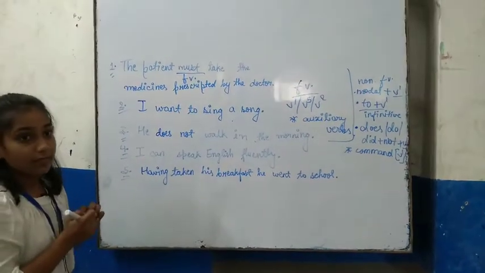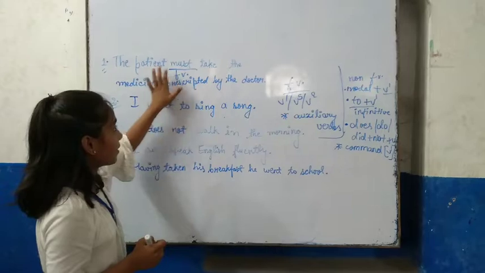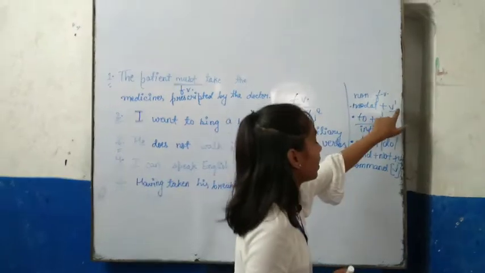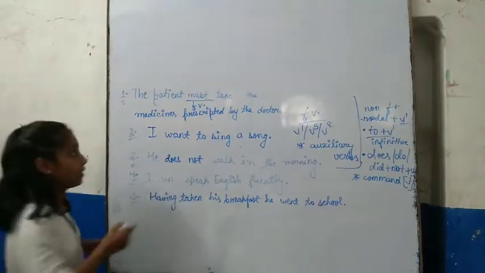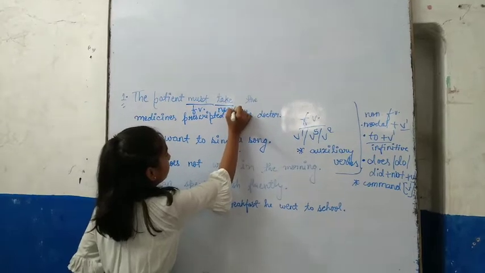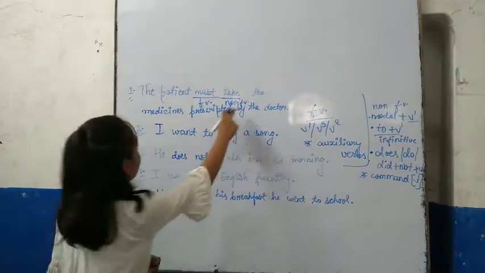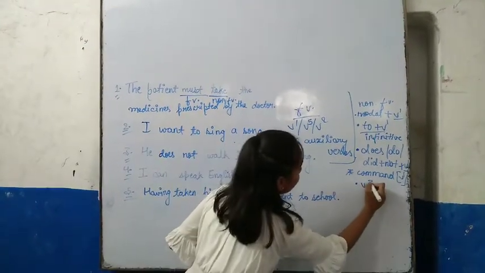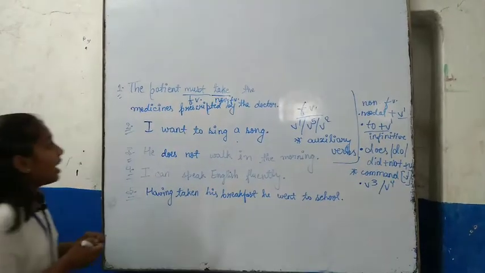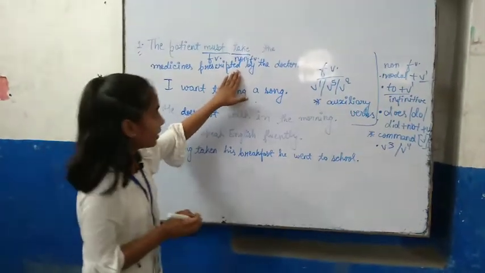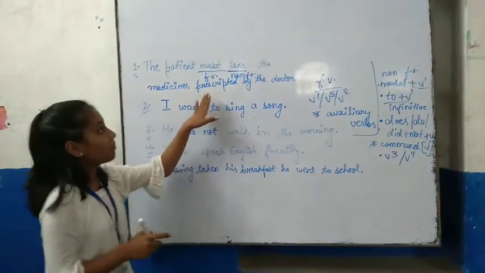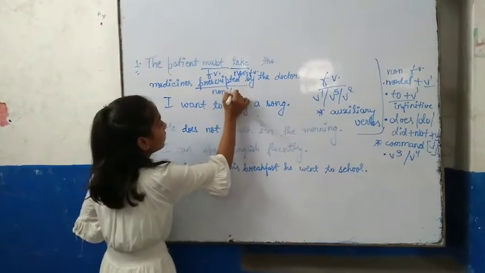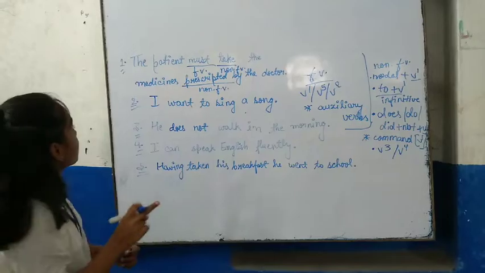And after this modal auxiliary verb, there is a V1, take. In the list of non-finite verbs, we studied that modal auxiliary verb plus V1, then the V1 is the non-finite verb. So here take is a non-finite verb. In the list of non-finite verbs, V3 and V4 are also non-finite verbs. Here prescribed is the V3 form of the verb prescribe, so it's a non-finite verb. So in this sentence there are 2 non-finite verbs and 1 finite verb.